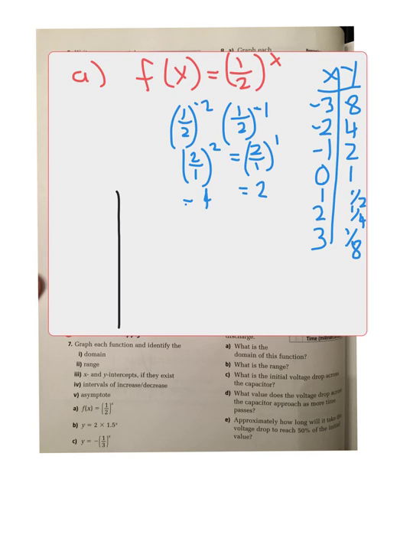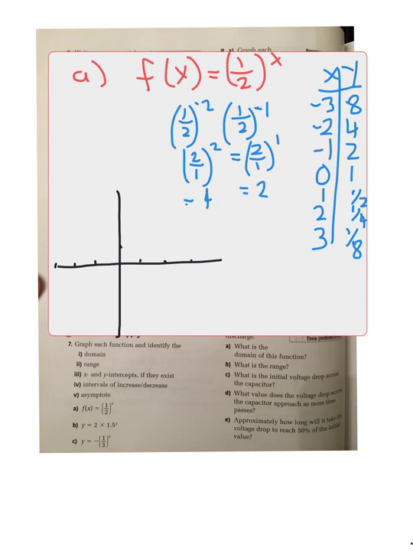Graph this out, just a quick graph here. Let's go 1, 2, and 3, 1, 2, and 3. And we've got the scale here, all the way to 8, we'll put 8 up there. So we know that 0, 1, 1/2, 2 1/4, 3 1/8. So they're going to -1, 2, -2, 4, and -3, 8. So this graph comes down here like that.